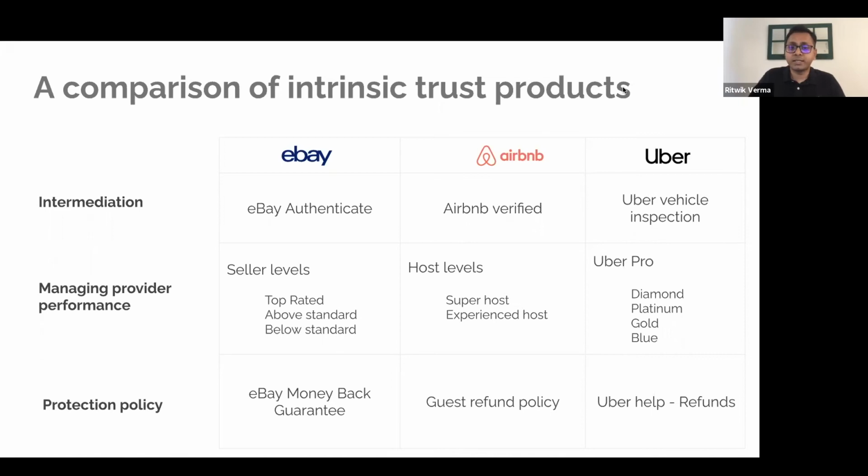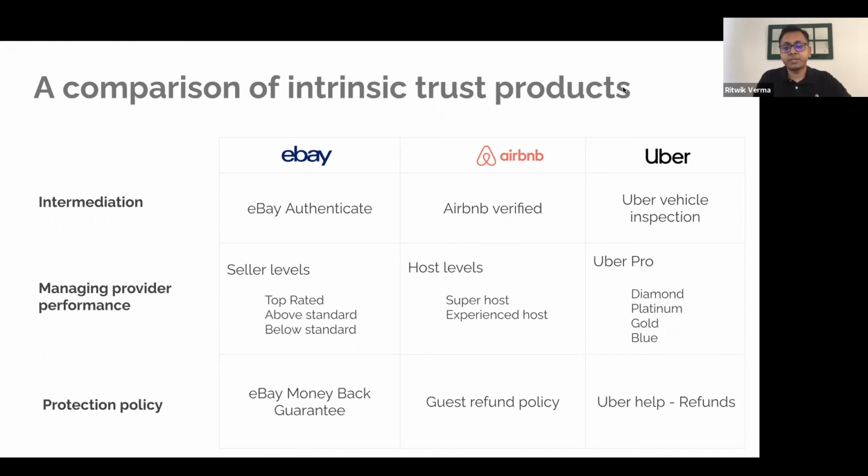Airbnb also has these host levels called Superhost and experienced host, and as far as I know, they use a mix of objective and subjective signals. So they look at metrics and data related to hosts, as well as subjective feedback from the guests. And similarly, Uber also has the Uber Pro program, which segments drivers into diamond, platinum, gold, and blue. And just like Airbnb, Uber also takes into account objective signals as well as subjective signals.